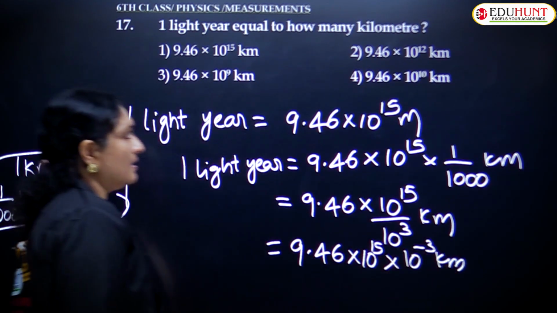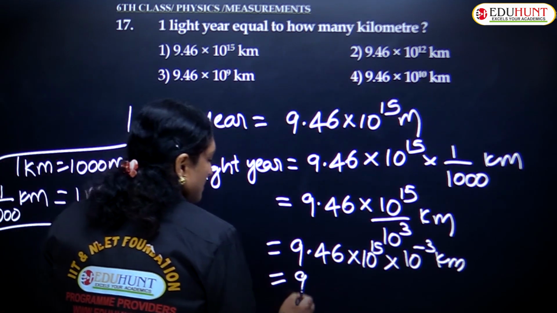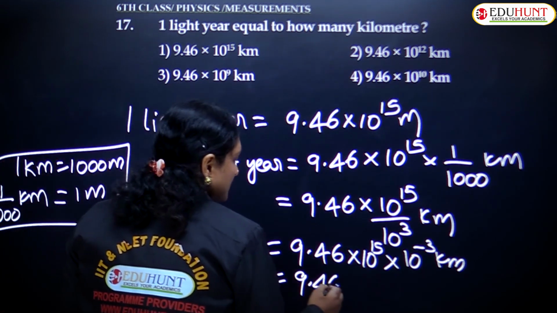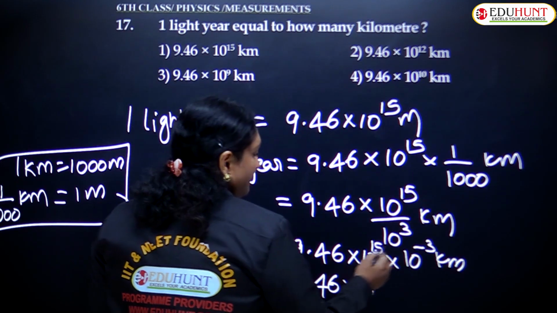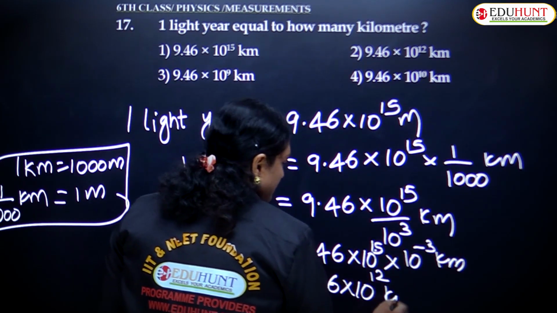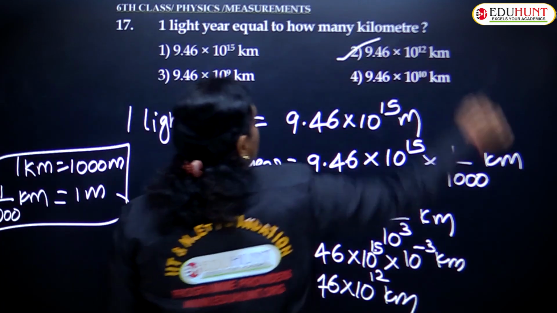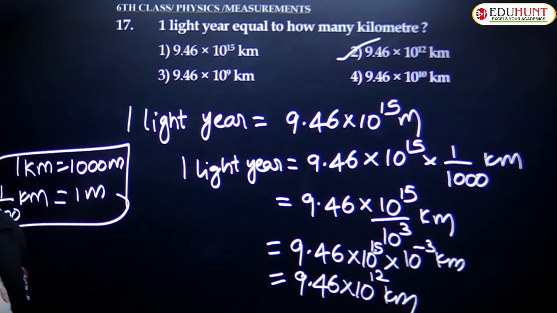15 minus 3, how much? 12. So your answer is 9.46 into 10 power 15 minus 3, that is 12 kilometers. Where is the answer? 9.46 into 10 power 12 kilometers. Second answer. Okay.